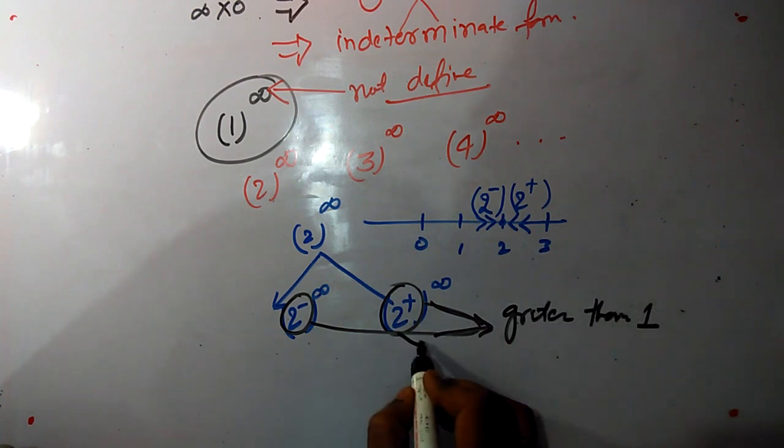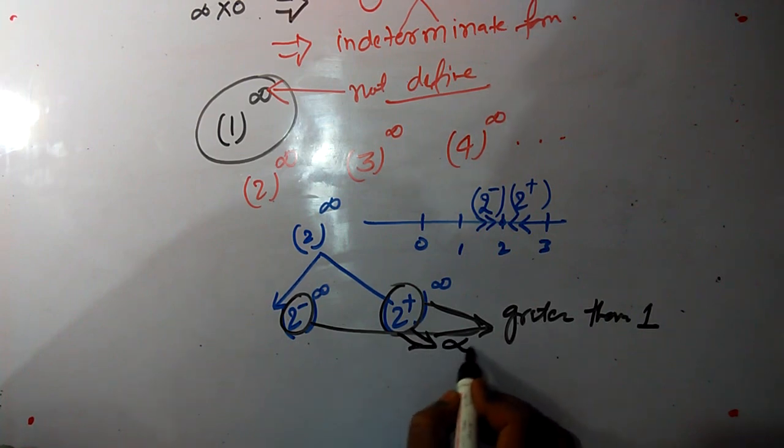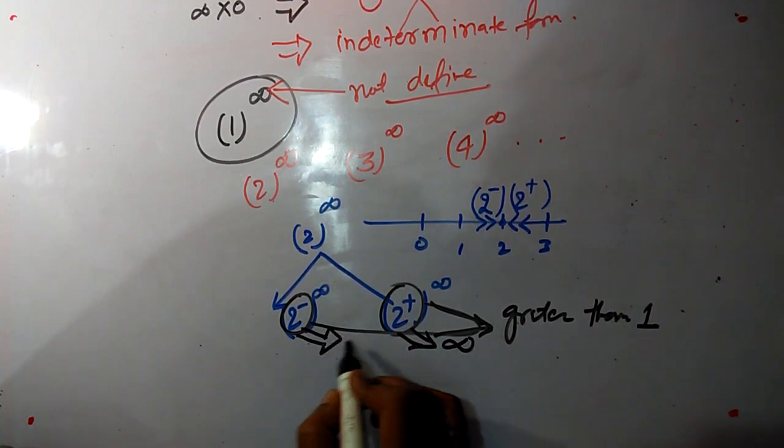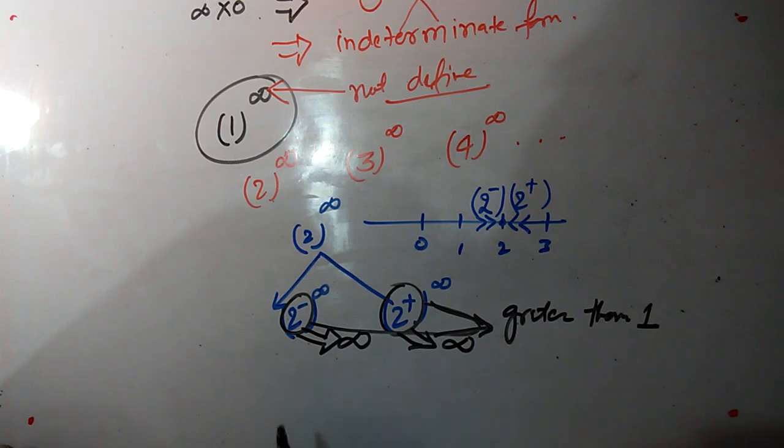That's why both have values approaching infinity. That's why it is not indeterminate form. It is fixed. Its value will be infinity. That's why only 1 raised to power infinity is your indeterminate form. Very conceptual point. Make it clear. Okay.